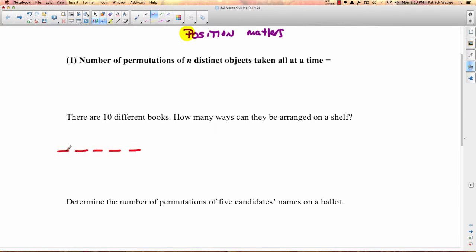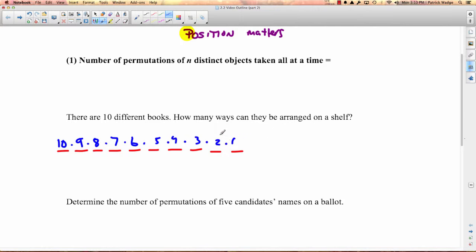We've got 10 spots to put them in, right? And you know how to do this. In the first spot, if we have 10 different books, how many books could we choose from? 10. In the second spot, how many books could we put there? Well, we've already put one in the first spot, so there's only 9 left. In the third spot, we've already used 2 books, there's only 8. Then only 7, 6, 5, 4, 3, 2, 1. And if we want to know the total number of permutations, what do we do? We multiply all those. 10 times 9 times 8 times 7 times 6 times 5 times 4 times 3 times 2 times 1 would give us our answer.